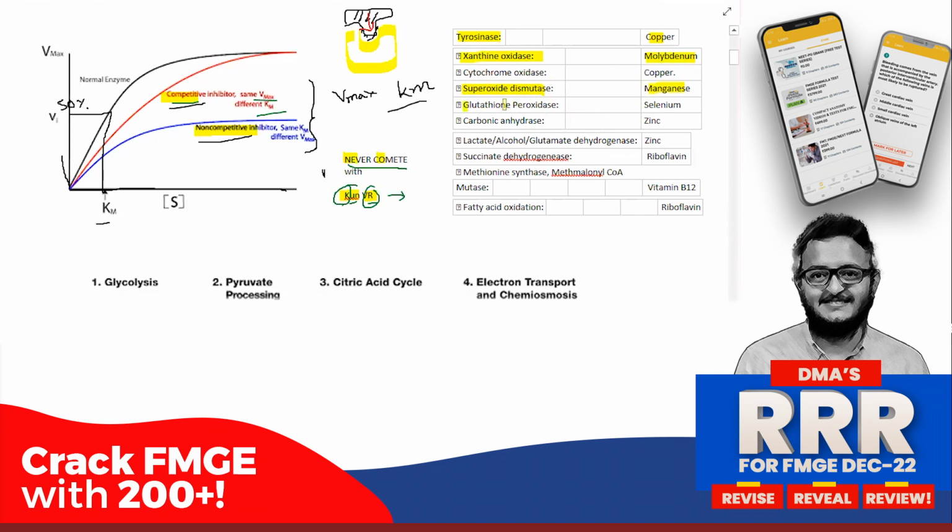Then glutathione peroxidase, question from MCI. This has been a question in MCI. In the FMG exam, there have already been some questions. So you may understand how important this particular table is. Then glutamate or alcohol dehydrogenase, zinc is the cofactor. Carbonic anhydrase, zinc is the cofactor. Methionine synthase, methylmalonyl CoA, it is vitamin B12, and fatty acid oxidation is riboflavin.